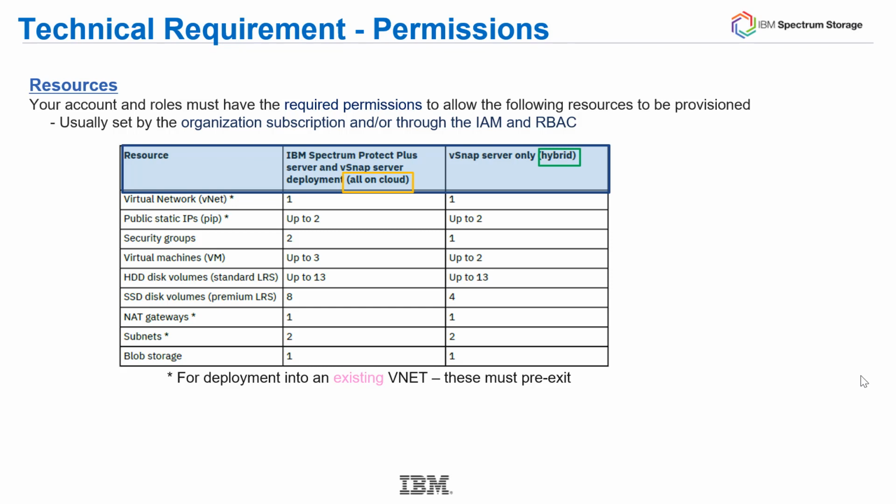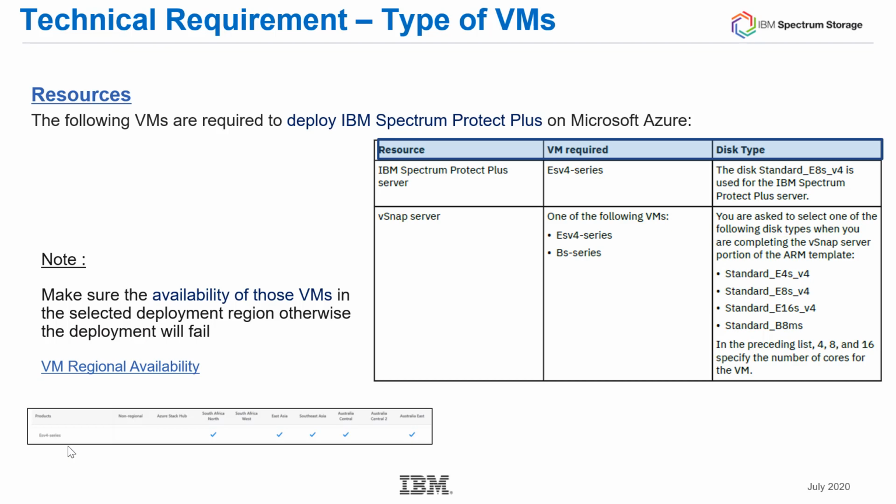Notice that they're slightly different depending upon if it's an all-in-cloud or if it's a hybrid deployment. And if you do choose to deploy into an existing VNet, you will have to make sure that any of these resources with an asterisk next to them, like the virtual network, public static IPs, NAT gateways, subnets, already exist. These are the resources that are required to deploy IBM Spectrum Protect Plus on Microsoft Azure.